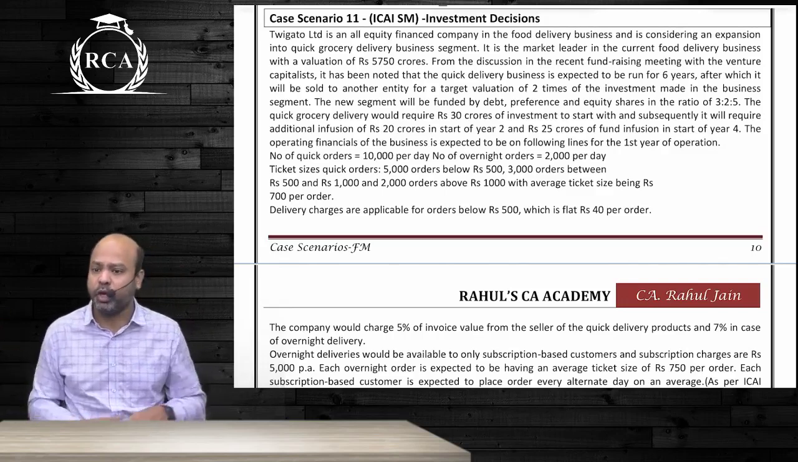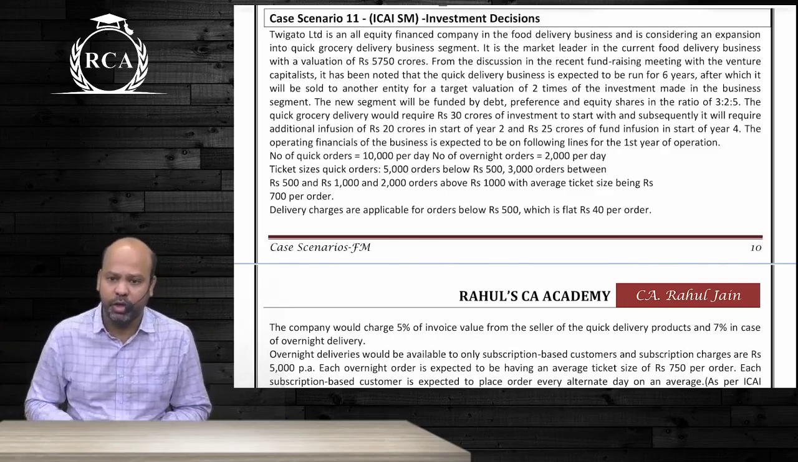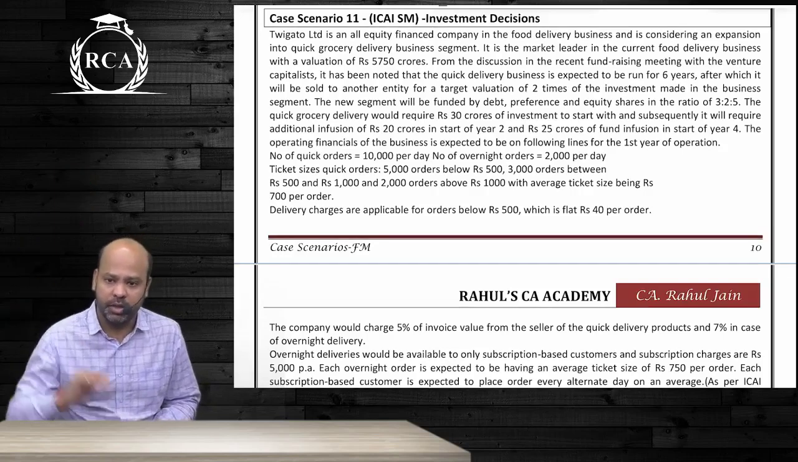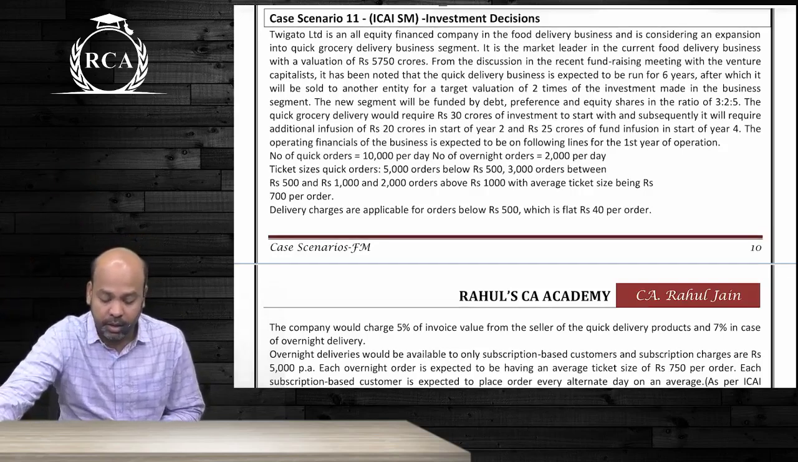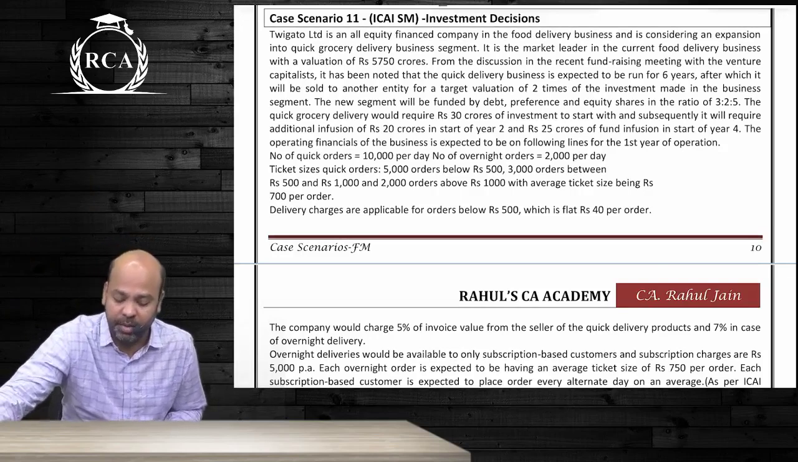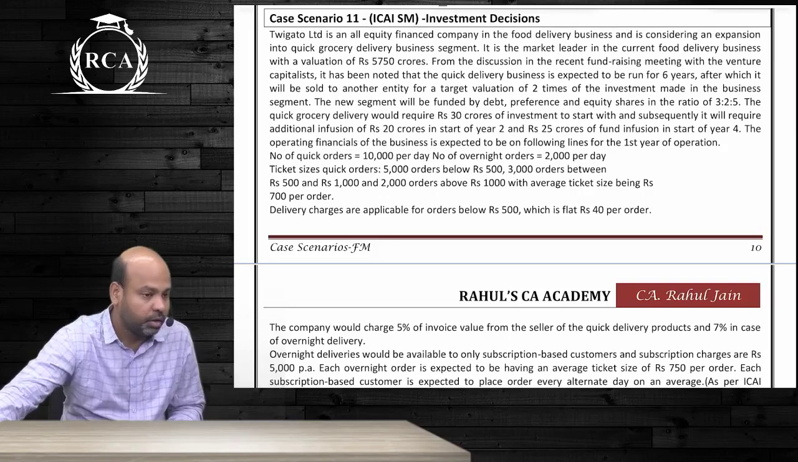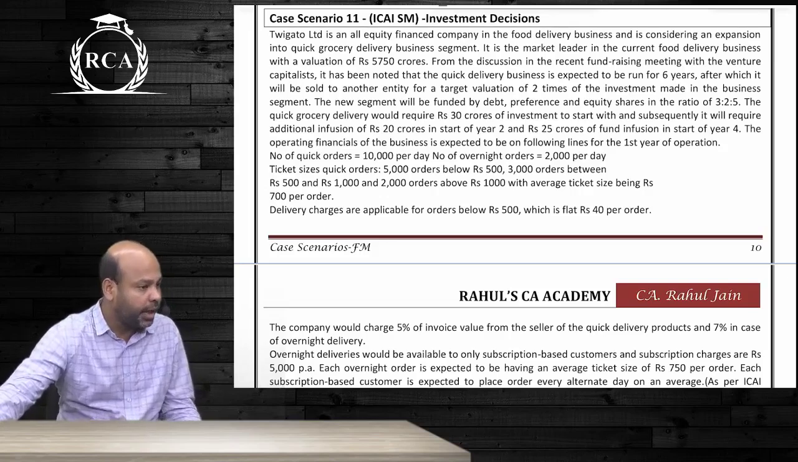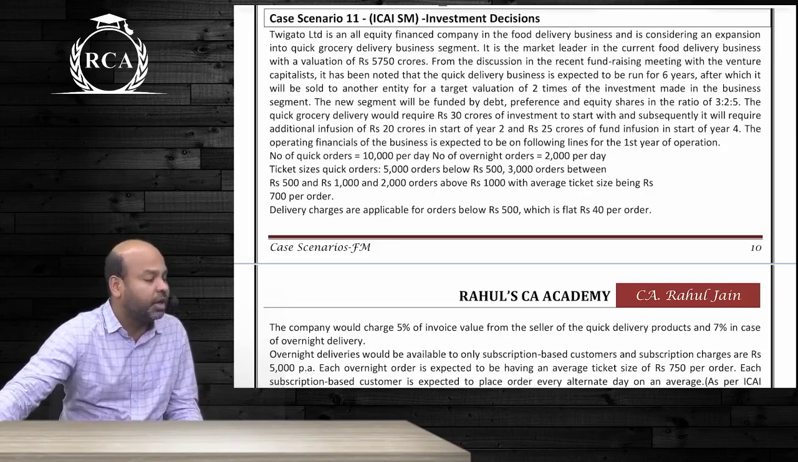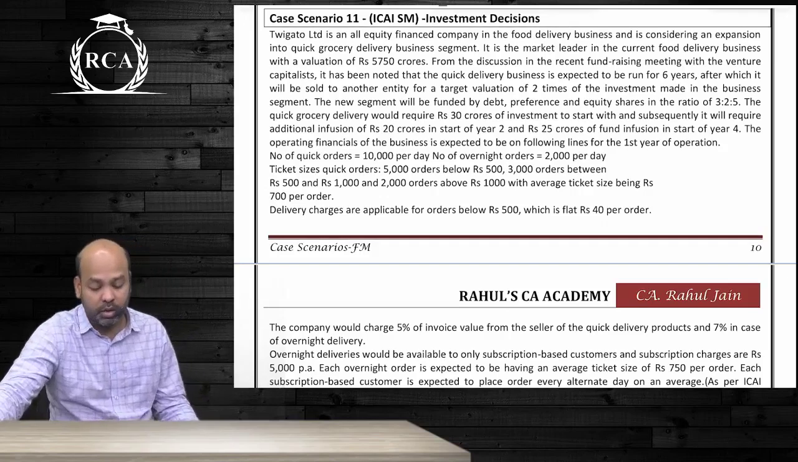Apart from that, you are going to sell this business at double the amount of investment made. Are we clear about this, guys? Next, the new segment will be funded by debt, preference and equity in the ratio of 3:2:5. This is to compute Ko. Like in other questions, guys, how we got Ko, even here you will get Ko by weighting.